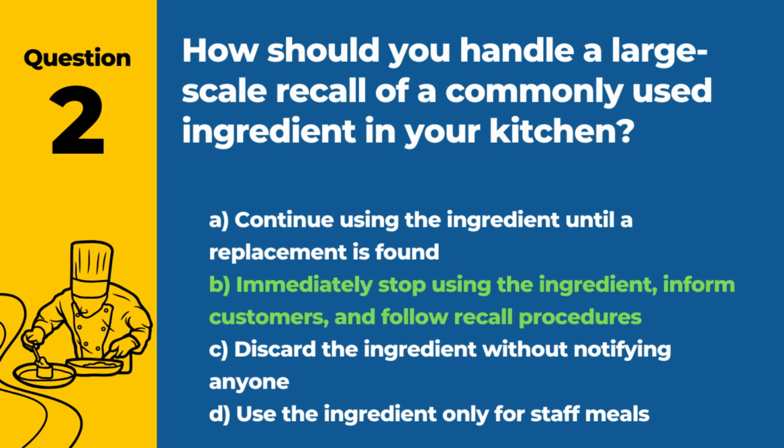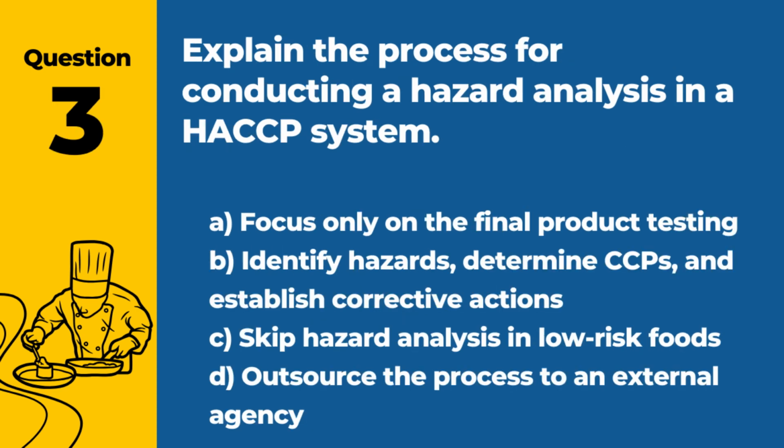Answer. B. Immediately stop using the ingredient, inform customers, and follow recall procedures. When a commonly used ingredient is recalled on a large scale, it should immediately be ceased from use. Customers should be informed if their food may have been affected, and the establishment should follow the specific recall procedures to ensure safety.